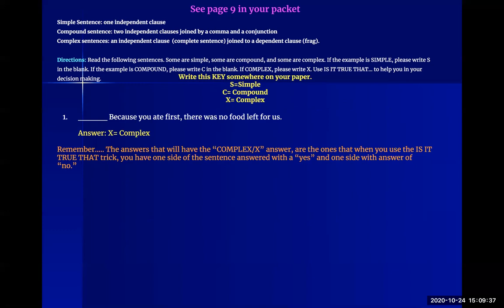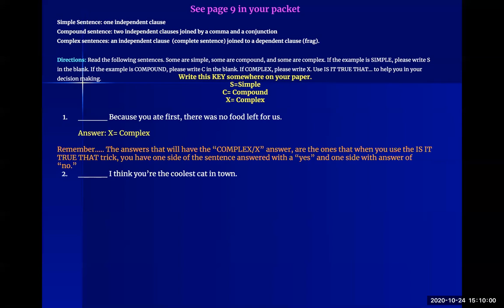For example, is it true that because you ate first? What happened because I ate first? I don't know. Is it true that there was no food left for us? Yes. So there's a yes on one side. It's a complete sentence attached to a fragment. That is okay. It's a complex sentence. Your answer is going to be an X.